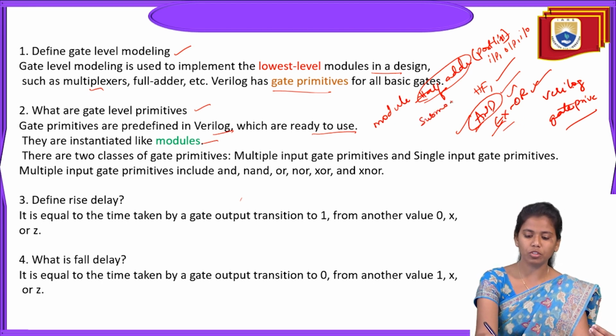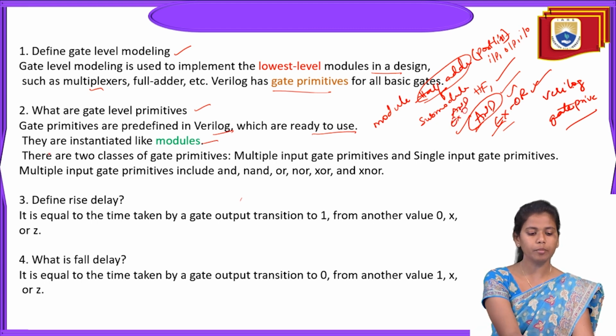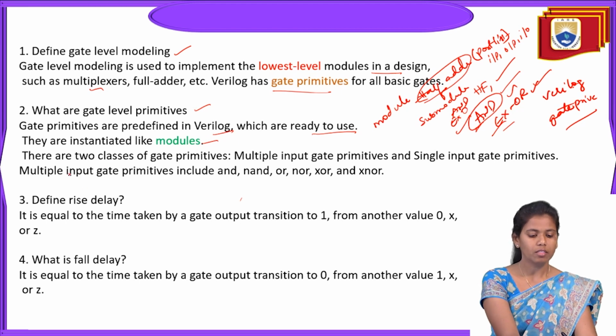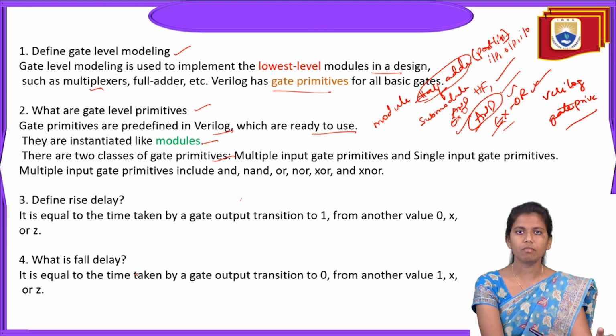So my submodules are AND and XOR. They are instantiated like modules. Then there are two classes of gate primitives. Through the gate primitives in the Verilog library, we can access the different gates in order to design the basic building blocks.